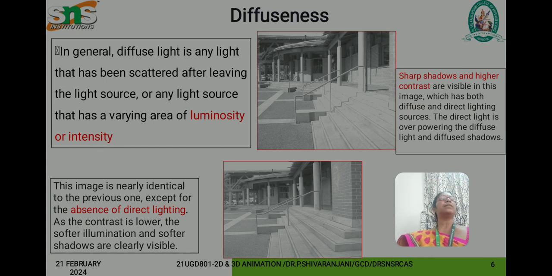Here the sharper shadows and the higher contrast are visible in the images, which have both diffuse and direct lighting sources. The direct lighting is overpowering the diffusion of light and diffuse shadows. The next image is nearly identical to the previous one, except for the absence of direct light, as the contrast is lower, the illumination is softer, and the softer shadows are clearly visible. So this is the property of diffusion.